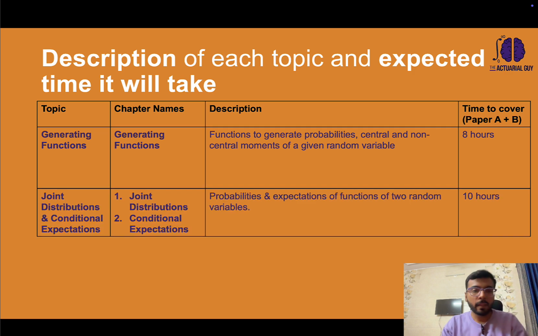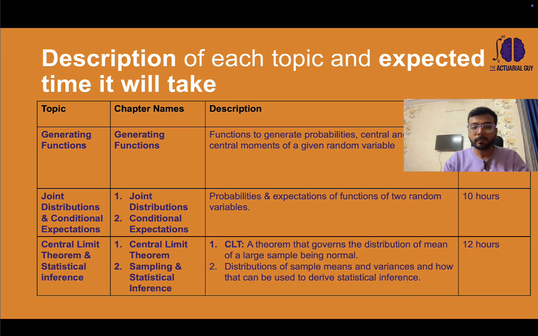paper B. Then we get into joint distributions, which are basically the distribution of more than one random variable. So far you were just working with one random variable, but what happens if there are two random variables and they depend on each other? So how do you get the probabilities and expectations of joint random variables is what is talked about in this unit. Slightly longer, takes some practice, so give it 10 hours.